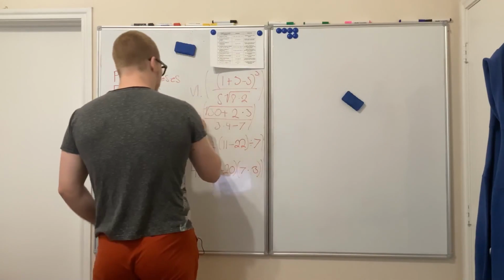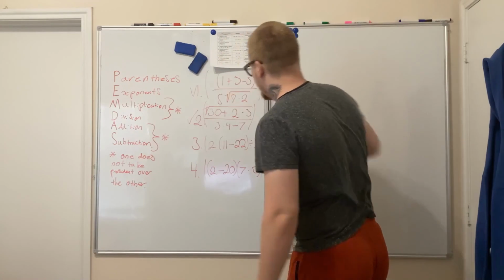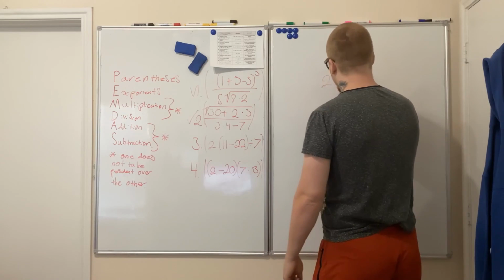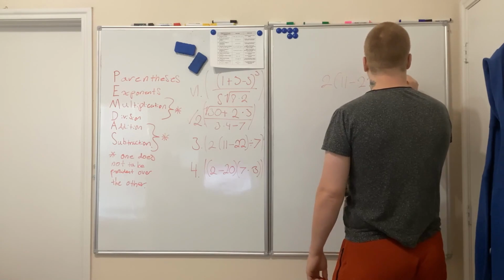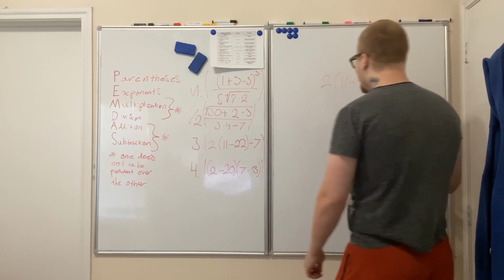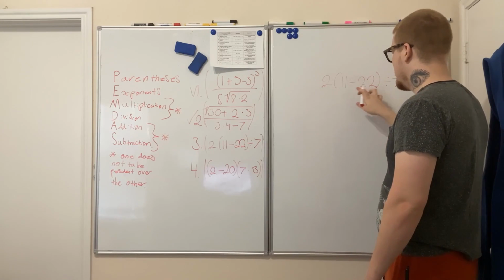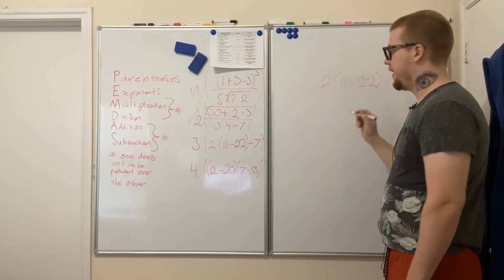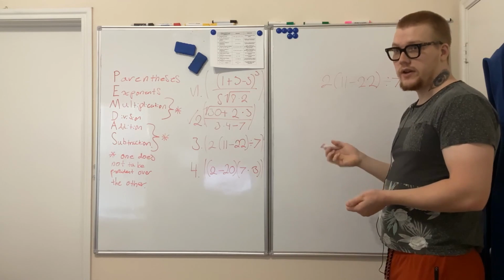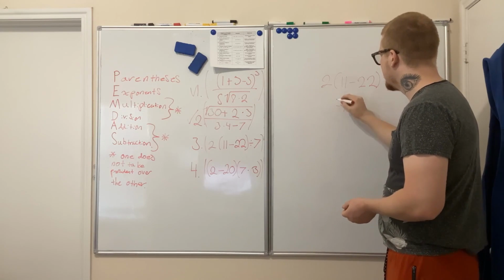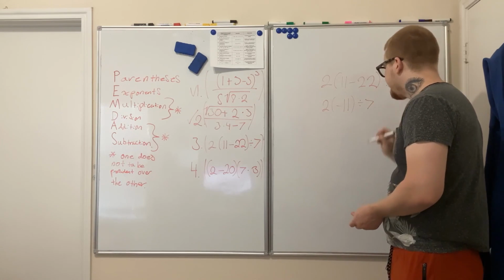On to the next one. Okay. So you have 2 times the quantity 11 minus 22 divided by 7. So, as we did yesterday, we're going to subtract this positive area from this lesser positive area, giving us a difference, and this difference becomes a negative area. So we're going to have negative 11, and then multiplied by 2 divided by 7.